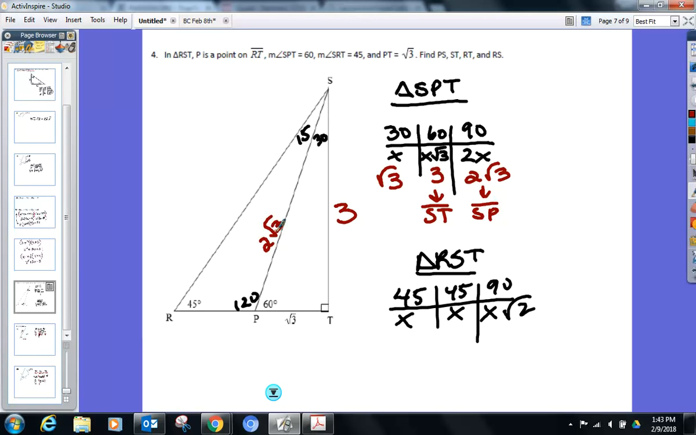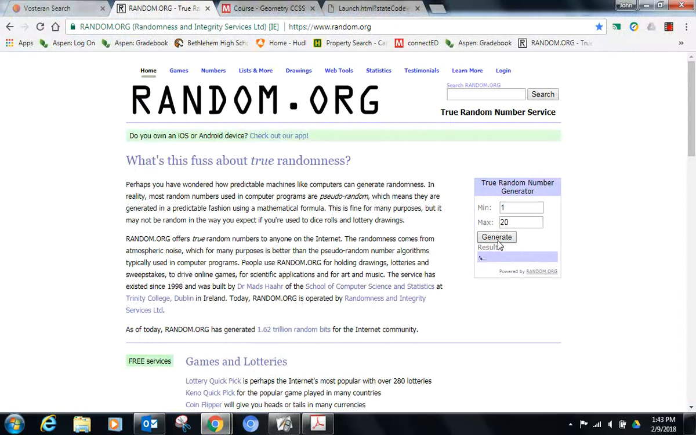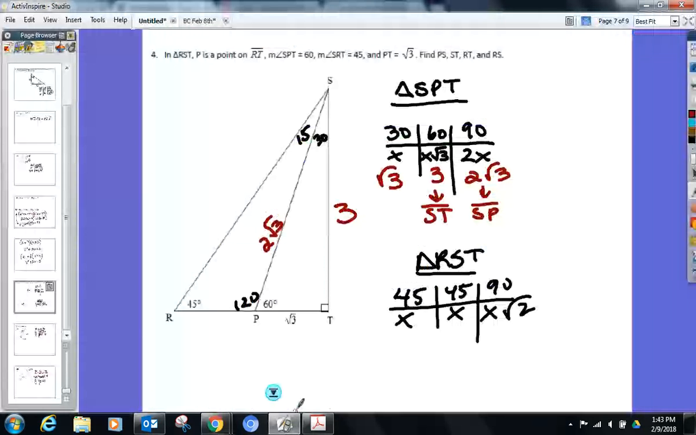Everyone all good so far in the 30, 60, 90? Okay, now the 45, 45, 90, which is the entire triangle, RST. What's one side we already know in that triangle, RST? No, ST, which is 3. And what angle is it across from in that 45, 45, 90? Okay, so that's going to be 3.